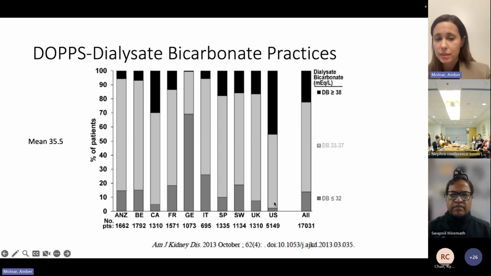And as you can see, practices really do vary across countries. There are pretty high concentrations used in North America, in particular in the US. There are a lot of patients receiving a dialysate bicarbonate concentration more than or equal to 38 millimoles per liter. In Canada, most patients are receiving a concentration between 33 to 37. The practices in other countries are quite different, in particular Germany here. The majority of patients receive lower concentrations at less than or equal to 32 millimoles per liter.